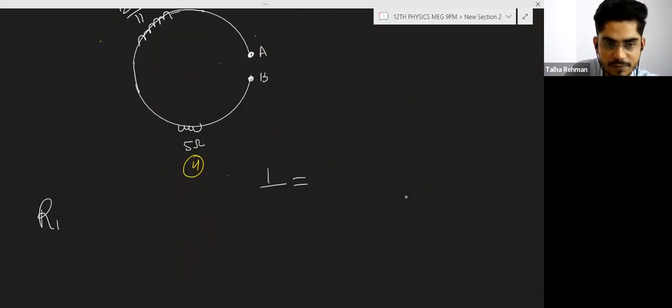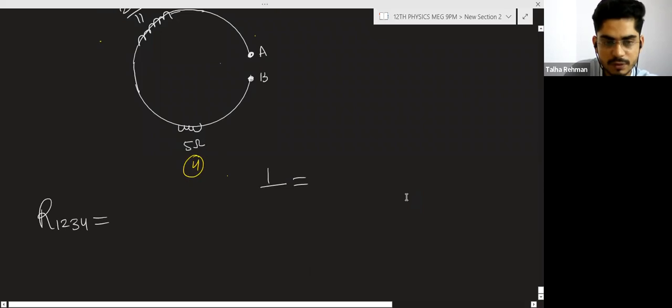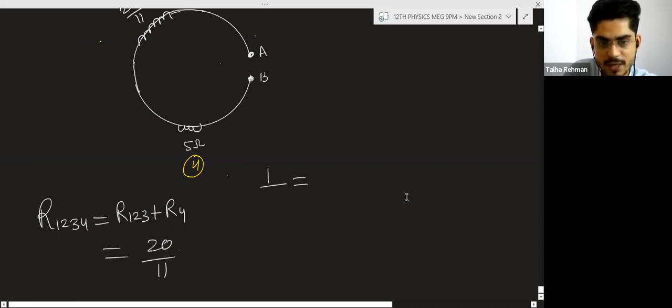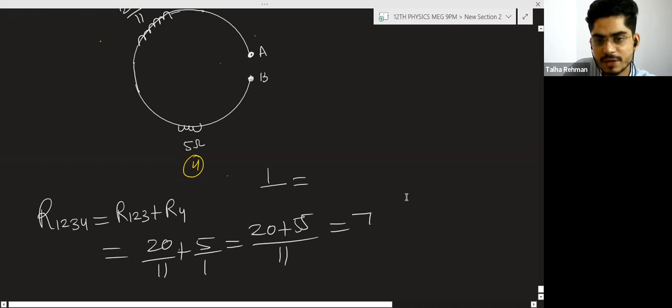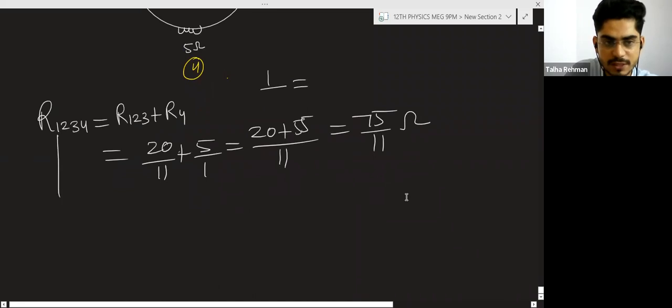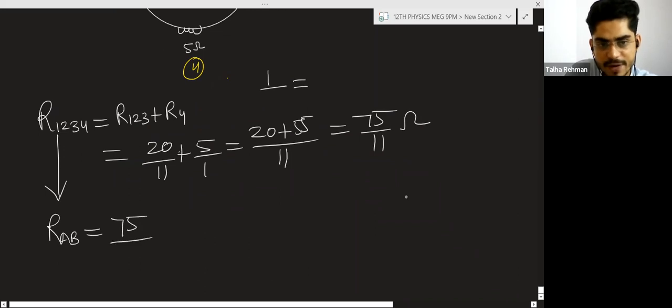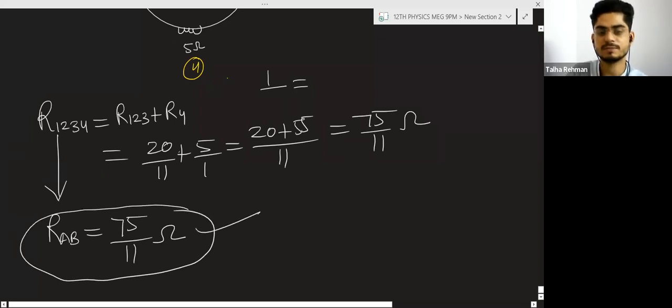So you can calculate R1234. This is R123 plus R4. R123 is 20 by 11, R4 is 5. Take the LCM as 11. You will get 20 plus 11 fives are 55. You will get 75 divided by 11 ohm as the answer. So the total resistance between point A and B is equal to 75 divided by 11 ohm. Ohm is the unit of resistance. So this is the final answer.